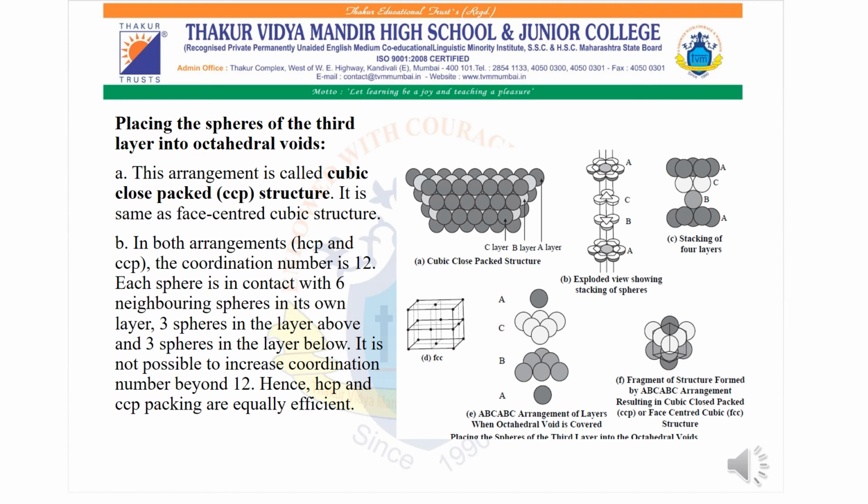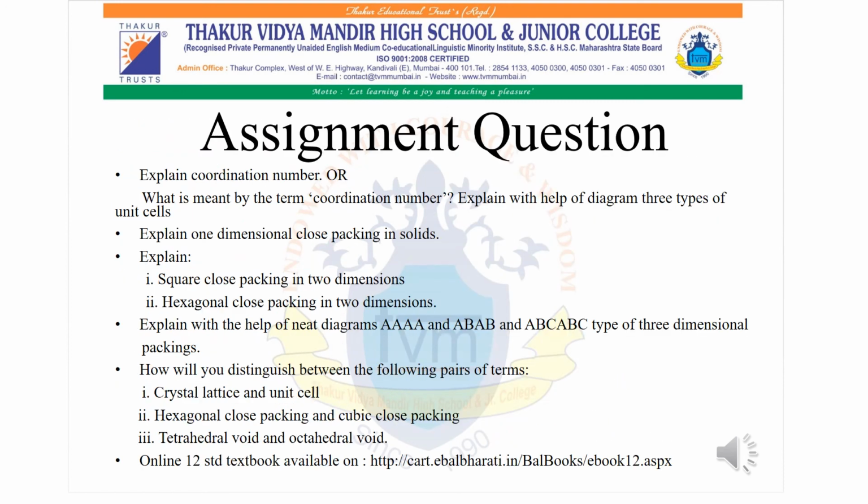So it is not possible to increase the coordination number beyond 12. Hence hexagonal close packing and cubic close packing are equally efficient. Kindly refer the diagram given below of the cubic close packing structure to understand more the ABC type of arrangement in octahedral voids.